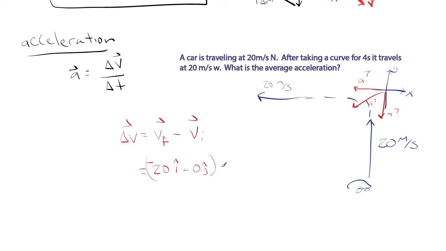All right. I'm going to subtract off my initial. It's not moving in the x direction, so there's 0 in the i hat. And then it's got a plus 20 in the j hat. If I do the very, very difficult math, I get negative 20 i hat minus 20 j hat. All right, that's my change in velocity. Negative 20 i hat minus 20 j hat.